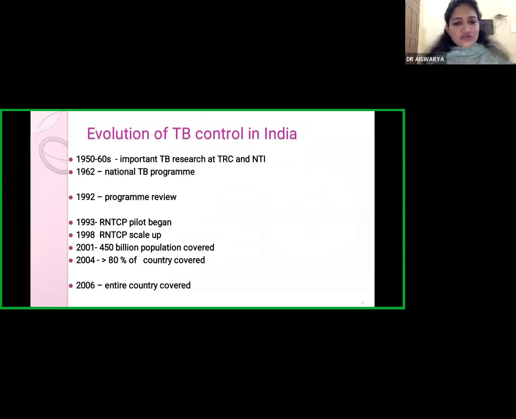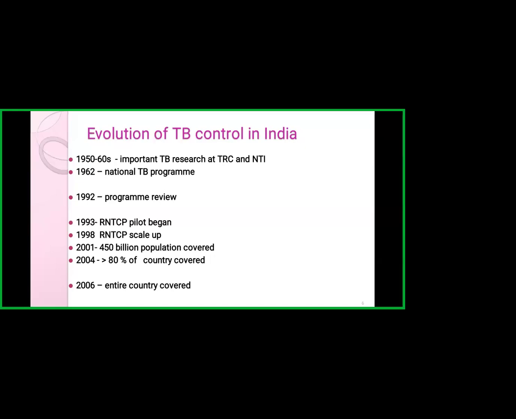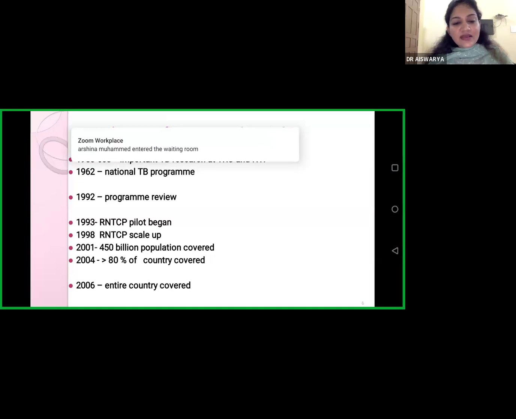So coming to the evolution of TB control in India, there was a breakthrough in 1993 with the beginning of the RNTCP pilot program. This program spread throughout the country and covered the entire country by 2006. And RNTCP, as you know, the full form is Revised National TB Control Program.